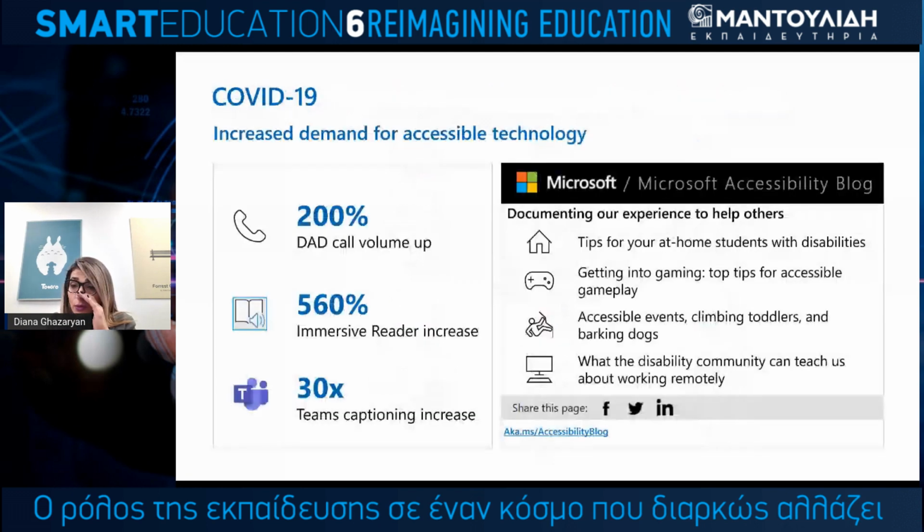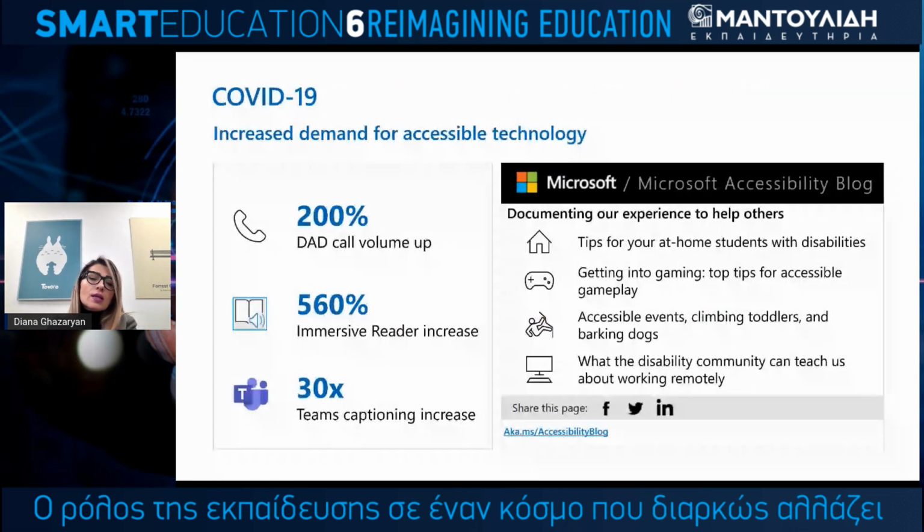I wanted to share with you some statistics. I know that a lot of discussion was there about COVID and its impact, but I think this is very important to reiterate. One of them is the fact that around 35% of kids who had some issues were not able to be part of the remote learning during COVID.